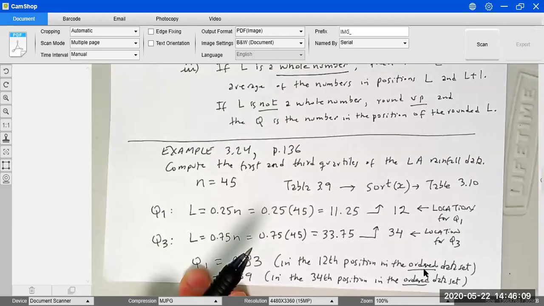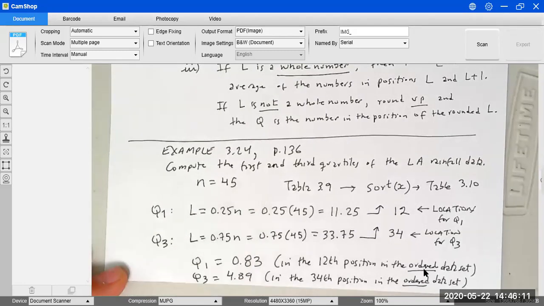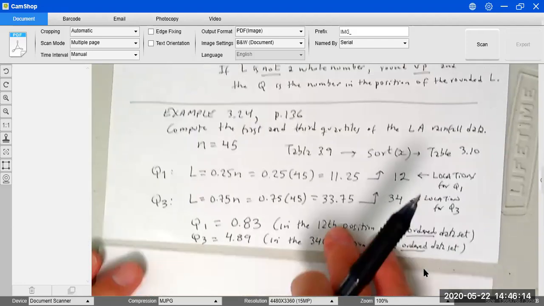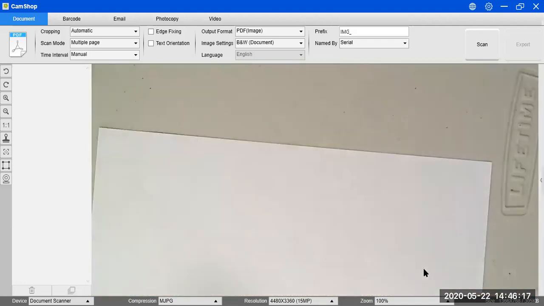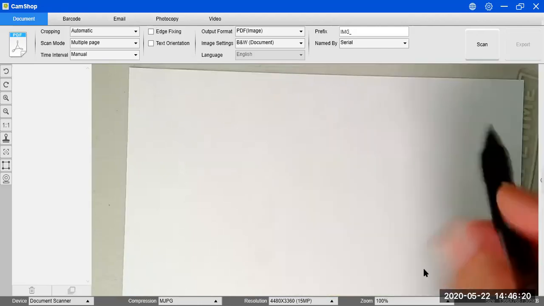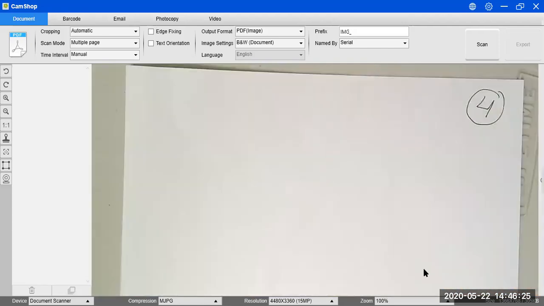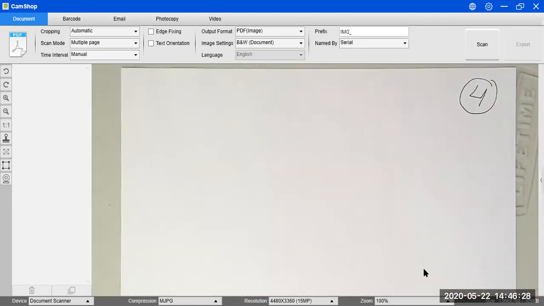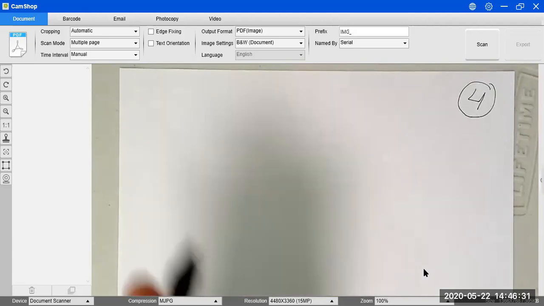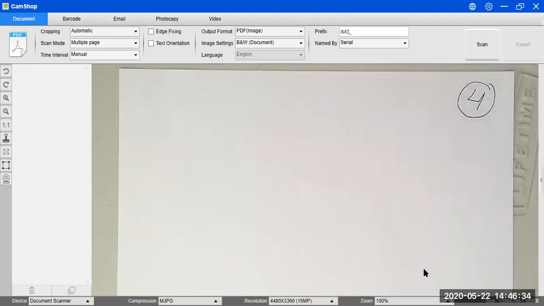Now we're going to work on a more general measure of position or measure of partition, which is going to be percentiles. Percentiles is a generalization of quartiles. So now instead of looking for the 25% of the data set or the 75% of the data set, we're going to look for any percentage for any part of the data set.